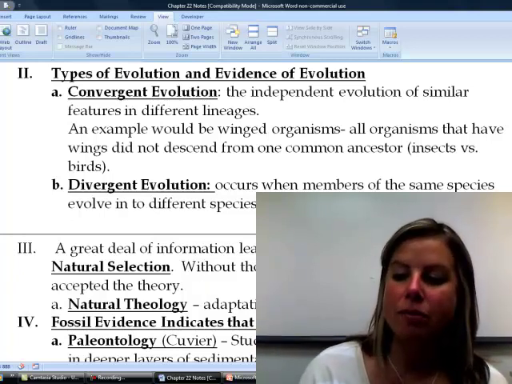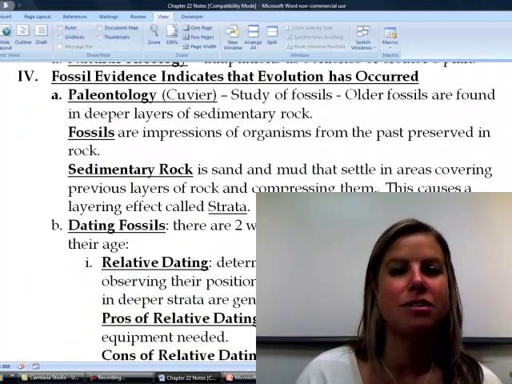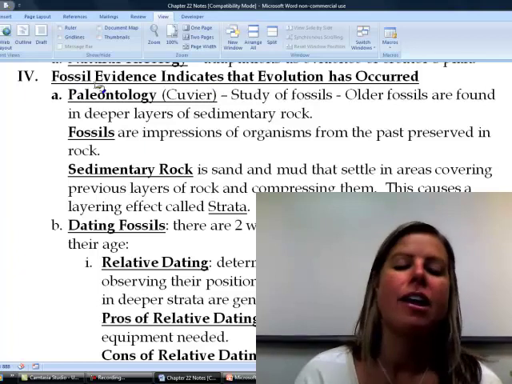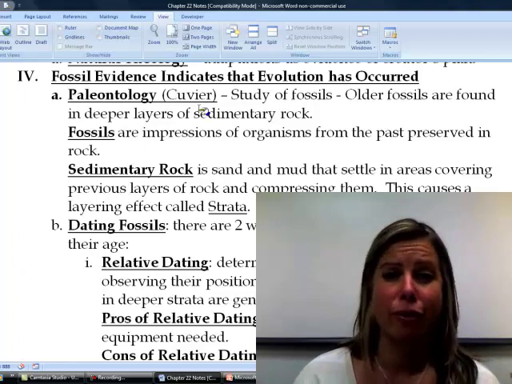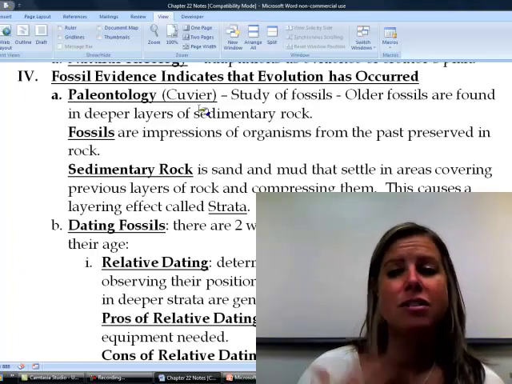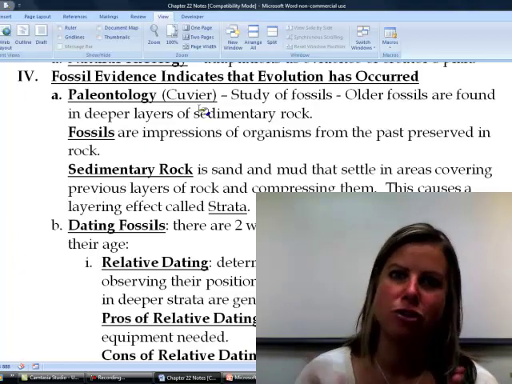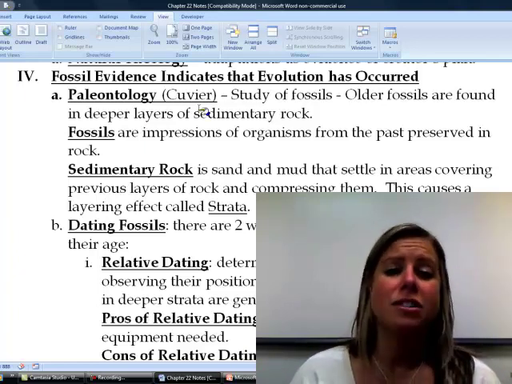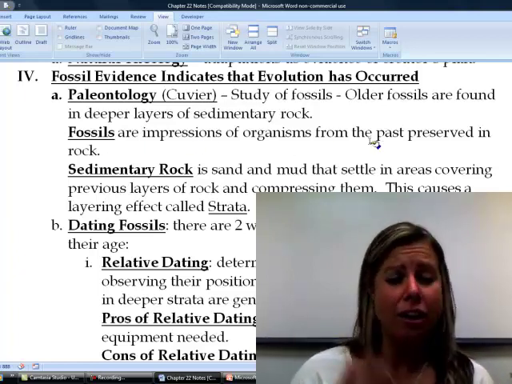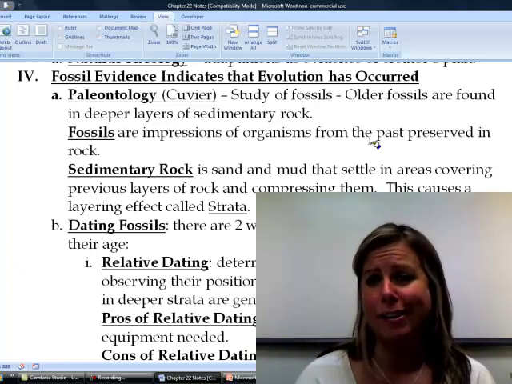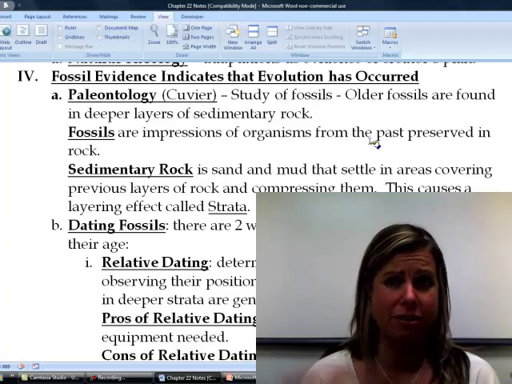Okay, so there's a lot of evidence out there for evolution, and one place that we look at a lot is going to be the fossil record. And so that study is called paleontology, and Cuvier is going to be like the father of paleontology. So paleontology is looking at rocks and trying to look at fossils and see if you can find evolutionary relationships between organisms. So technically, a fossil is an impression of an organism from the past preserved in some sort of way. It could be an imprint. It could be that the actual organism got replaced by minerals, and we'll talk about different types of fossils that are out there.